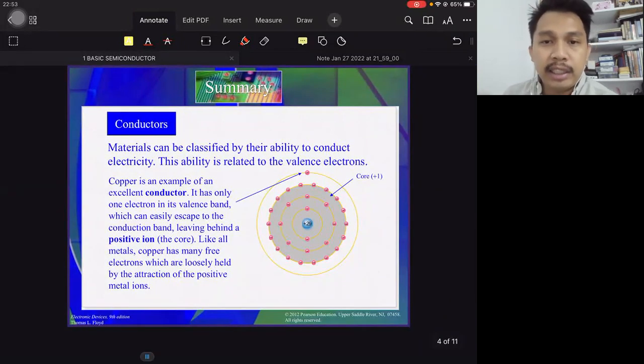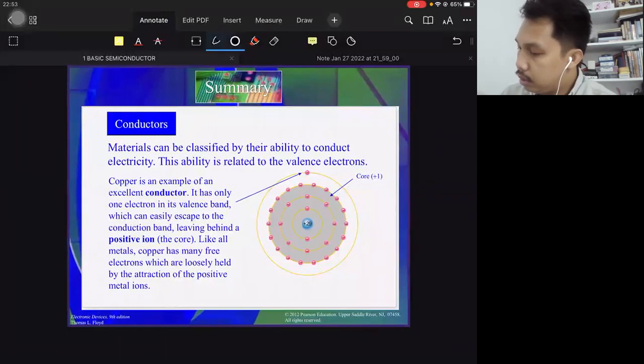A conductor is a material that easily conducts electrical current. Most metals are good conductors. The best conductors are single element materials such as copper, silver, gold, and aluminum, which are characterized by atoms with only one valence electron, as illustrated in the figure.